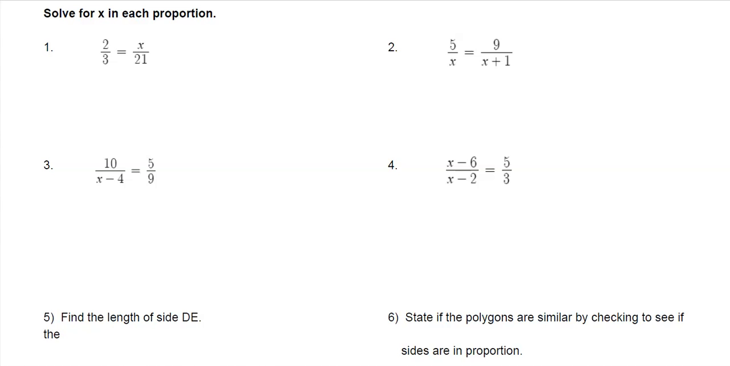Starts easy, gets a little tougher. So we cross multiply here. We get 3x equals 42. Divide both sides by 3. And you should get x equals 14 there for the first one.